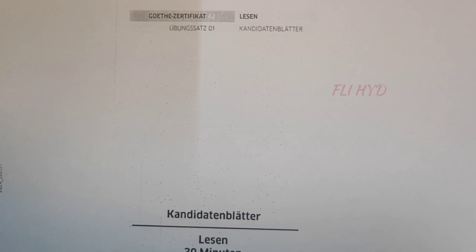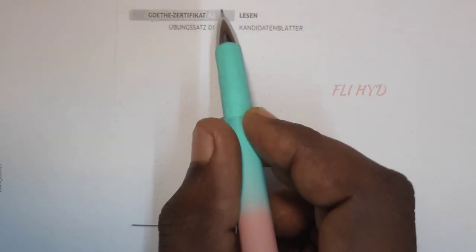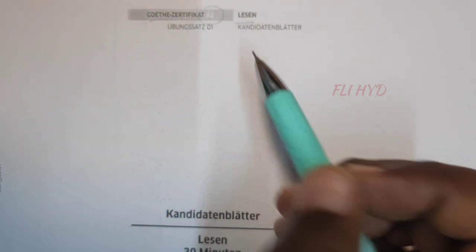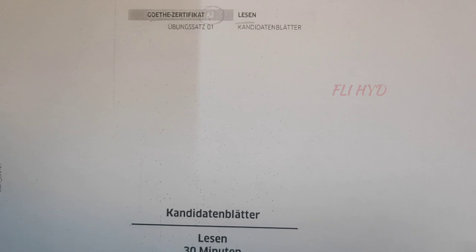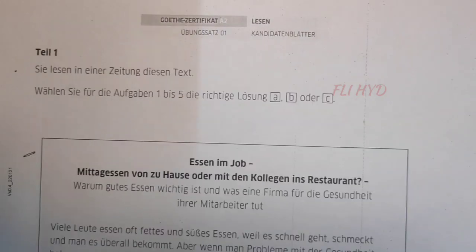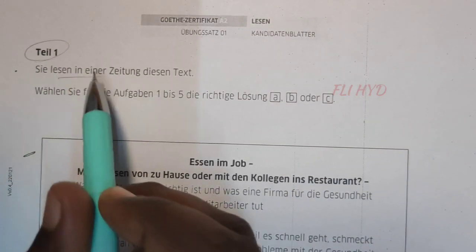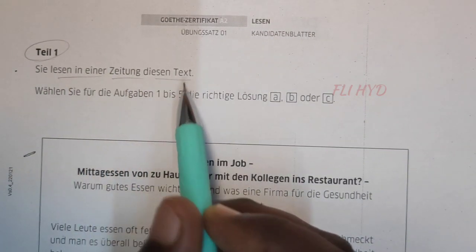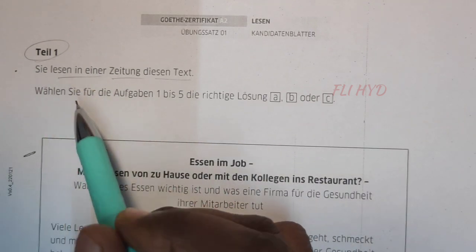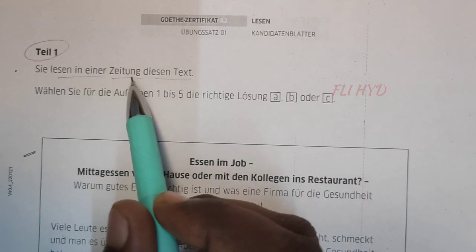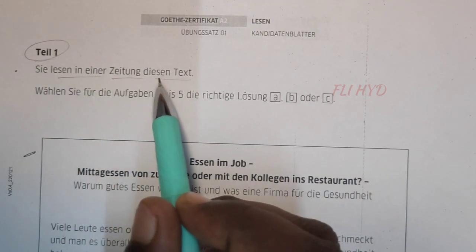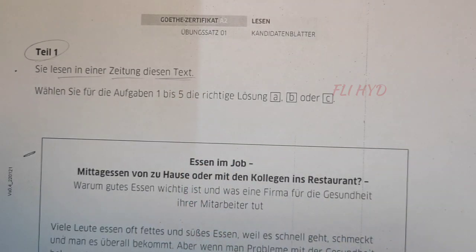In this session, we are going to solve the Goethe Zertifikat A2 lesson. First, we are going to solve Lesen Teil 1. Sie lesen in einer Zeitung diesen Text. Sie lesen, you read in einer Zeitung, in a newspaper, diesen Text, this text.